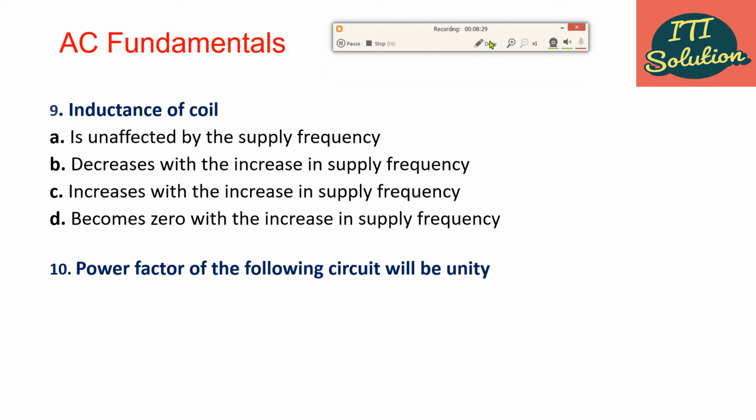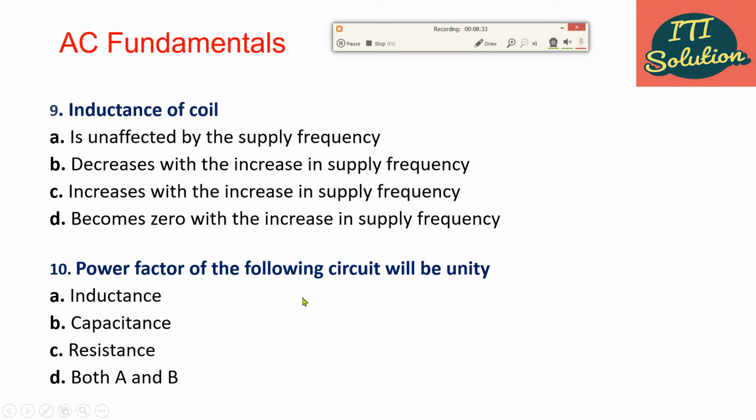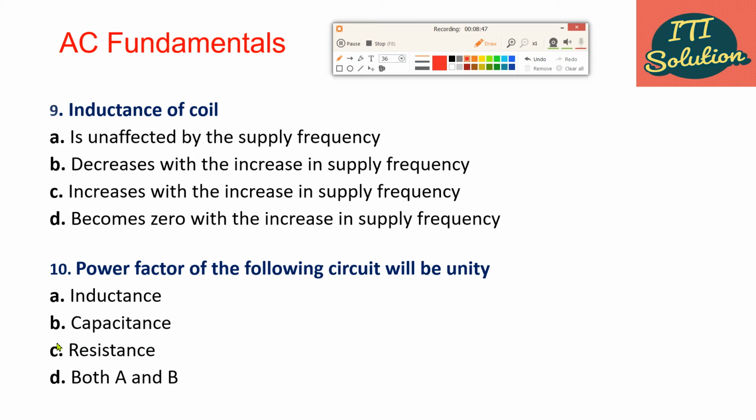Clear? Next question. Power factor of the following circuit will be unity. Option A inductance, option B capacitance, option C resistance, and option D both A and B. Correct answer is option C, resistance.